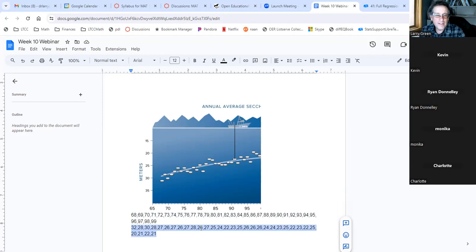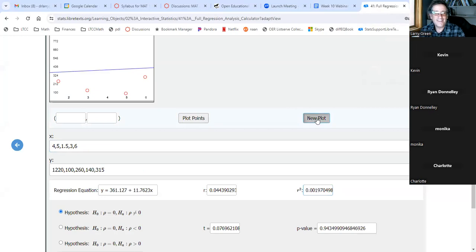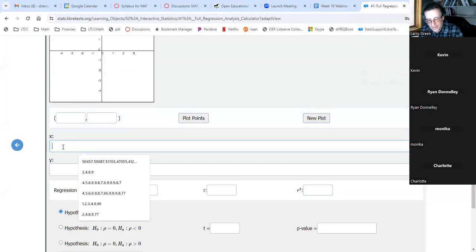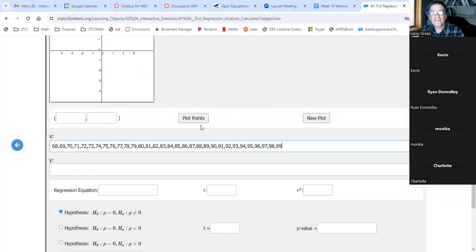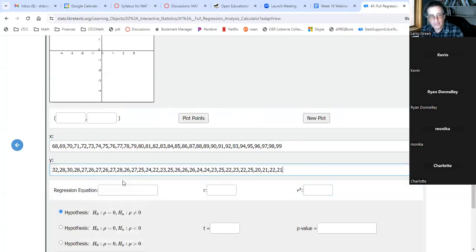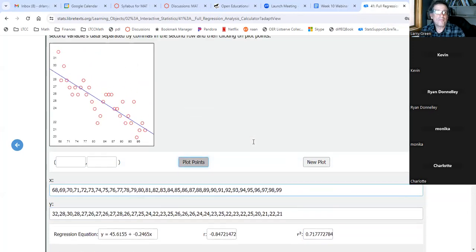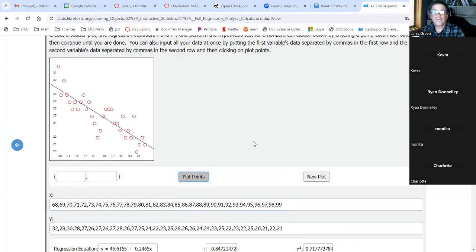Okay, so the next thing let's do, again, we see a scatter plot, but it's kind of upside down. Let's see it better. So I'm going to copy and paste. I made it easy with commas in it. I'm going to a new plot. I'm going to paste. I'm going to grab the y variable, copy it, and paste. And let's plot points. What do you notice?